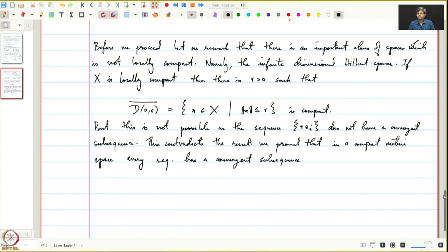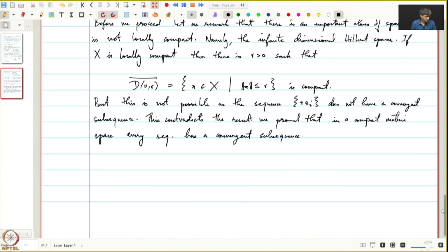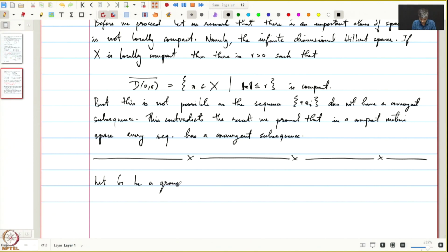So this brings us to an end of our discussion on locally compact topological spaces. Next, we want to describe what the quotient topology is. So let's begin with an example from group theory, which you would be familiar with. So let G be a group, or rather a concept from group theory, and let N contained in G be a normal subgroup.